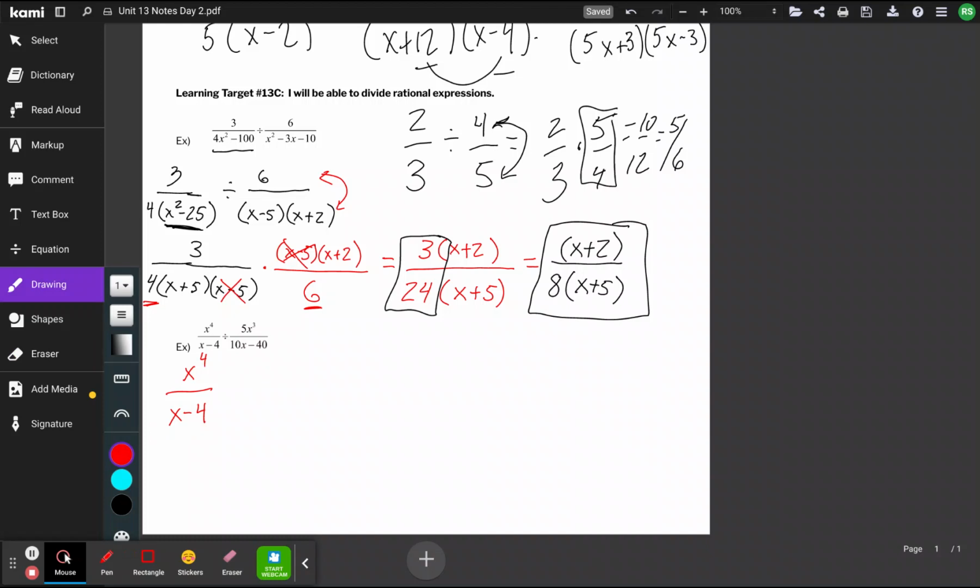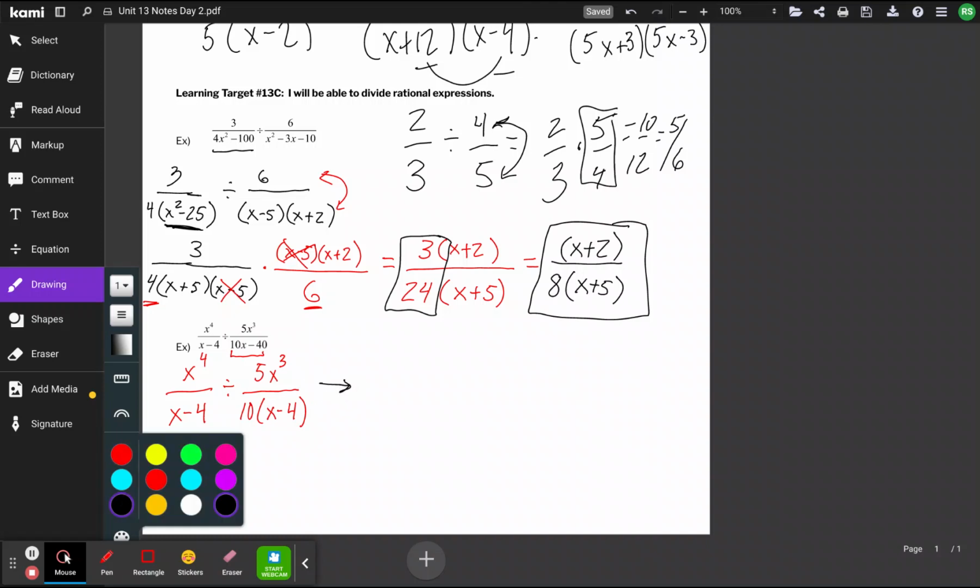X to the 4th over x minus 4 divided by 5x to the 3rd. It's only a single term. It's a monomial. There's nothing to factor there. We look at the denominator, and we have 10x minus 40. You'll notice we have a greatest common factor of 10. We've simplified and factored as far as we could.